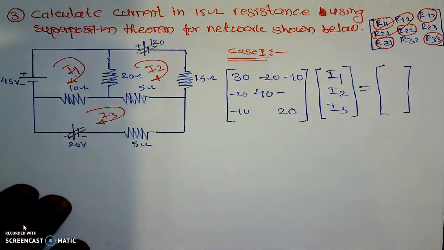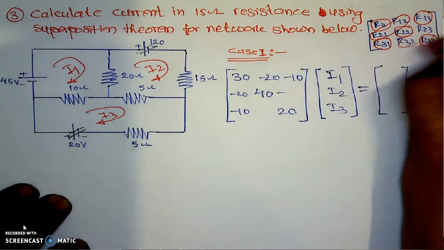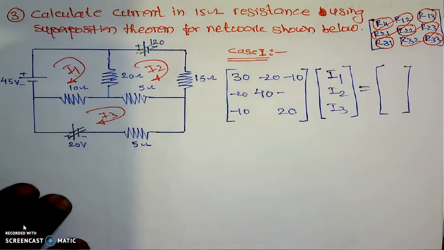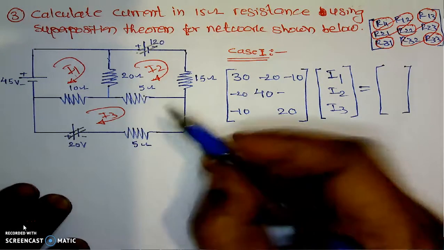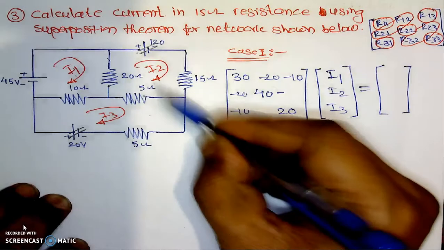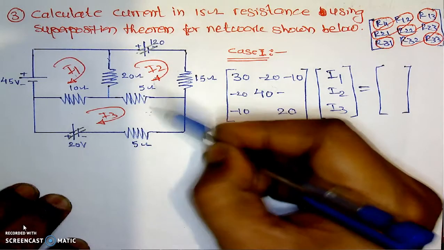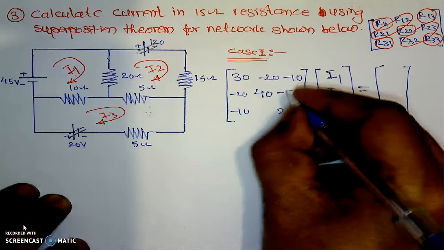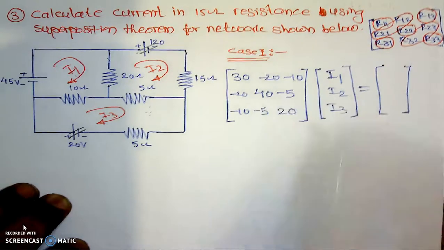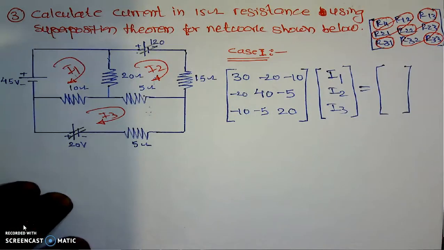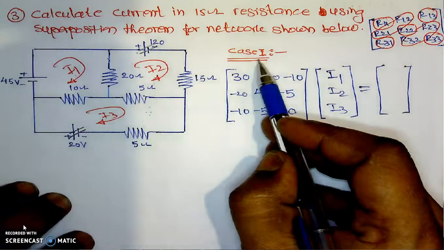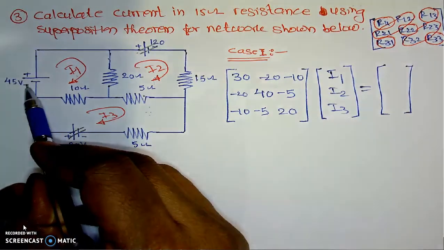Then we will find R23 or R32, the resistance common to the second and third loop. This is the second loop, this is the third loop. The common resistance is 5, so it will be minus 5, and this is again minus 5. Then here, for case 1, we have considered only the 45 volt source.